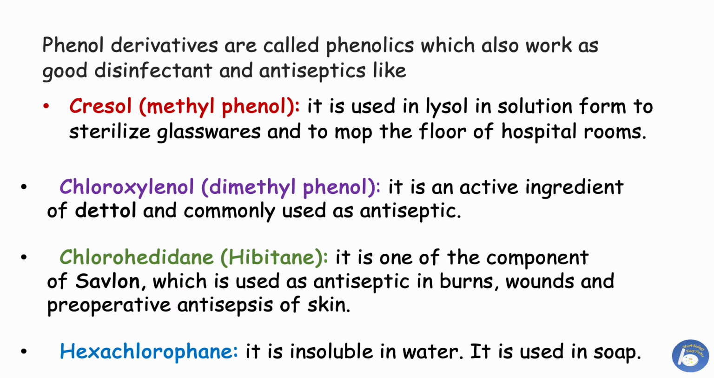Next is chlorohexidine. Another name is Hibitane. It is one of the components of Savlon, which is used as antiseptic in burns, wounds, and preoperative antisepsis of skin. Next is hexachlorophane. It is insoluble in water. It is used in soap.